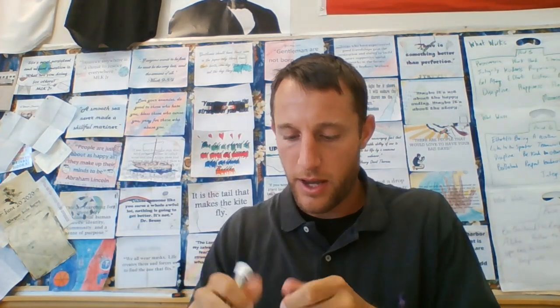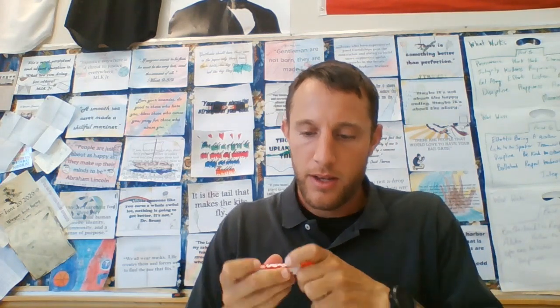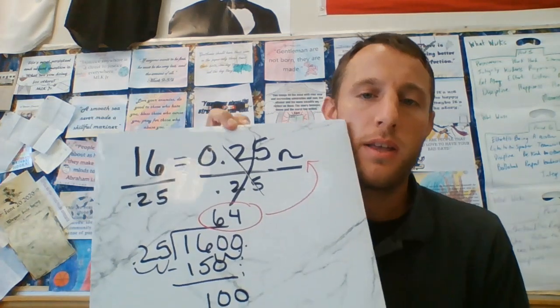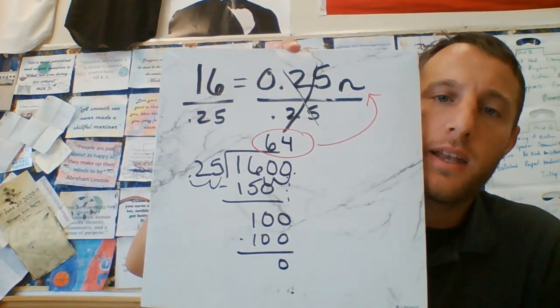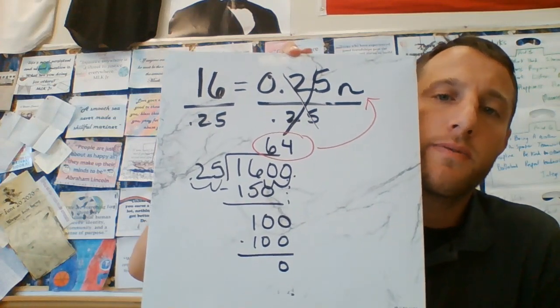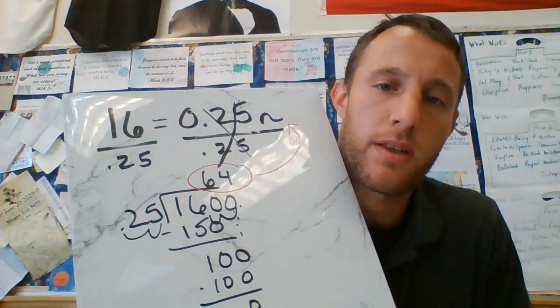So when I look at myself, what was I solving for? Well, I was solving for n. I was looking for a number that times by 0.25 is going to equal 16. And if I plug it back in there, 64 times 0.25 equals 16. I can pull up the calculator here. You guys can see that.